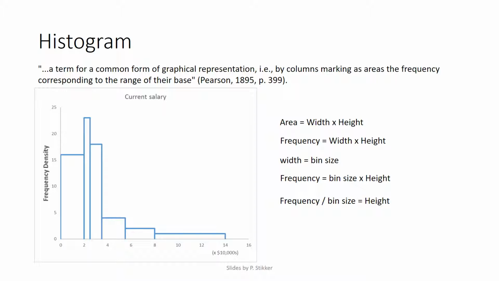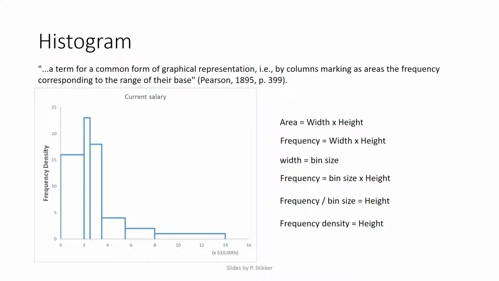Now we saw this before, because this is exactly what frequency density is. Frequency density is therefore the height. In other words, the frequency density is the frequency divided by the bin size, and the height of the bars is therefore the frequency density.